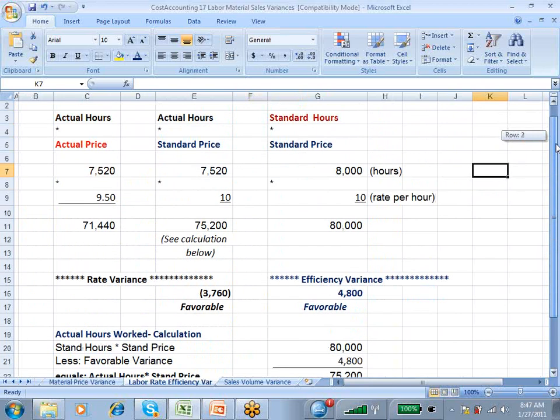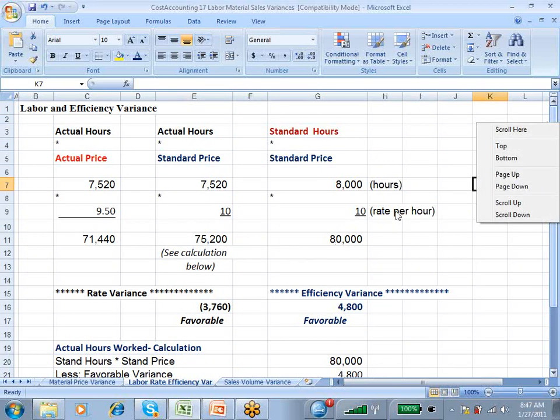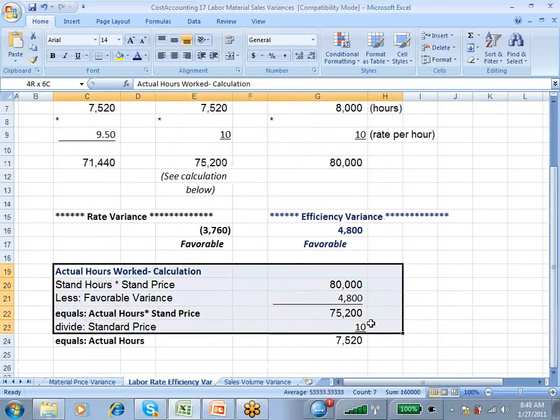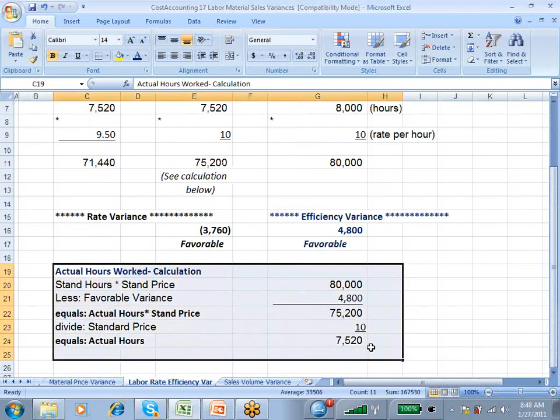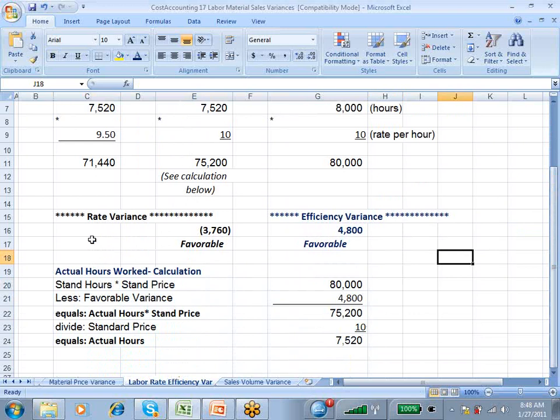Continuing on, here's another one where I didn't include the language, but this is a labor and efficiency variance question. Again, let's talk about one that's in a little more detail, that requires a little more work. This calculation below is the one that requires a little more work. It says we've got standard hours times standard price, which is 8,000 times 10 to get the 80,000. We subtracted a favorable variance to get the middle calculation, which is 75,200.